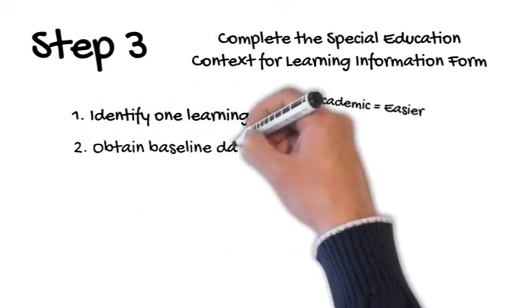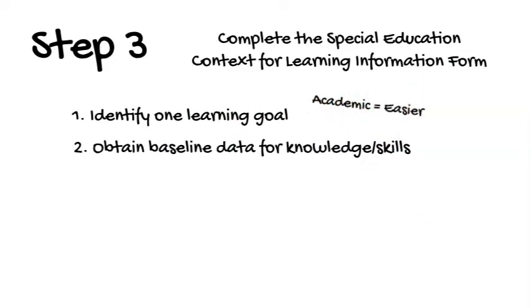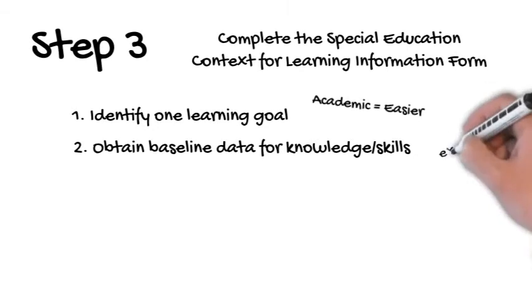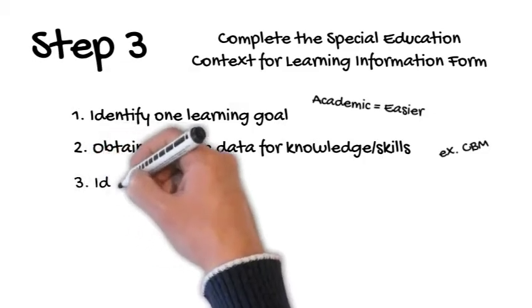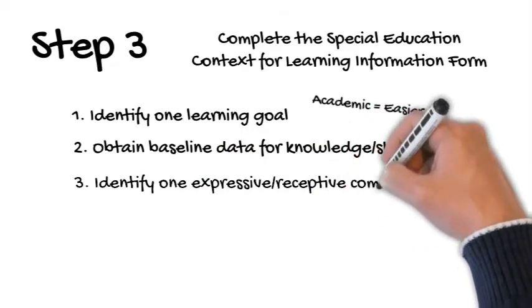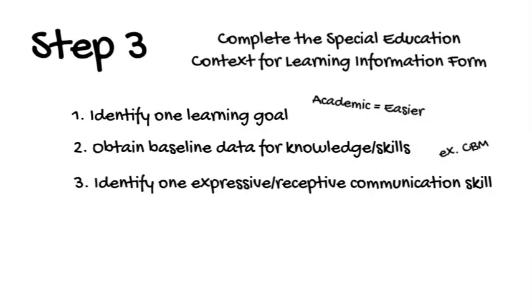2. Obtain baseline data for knowledge skills related to the learning goal. This will be used to design a 3 to 4 lesson learning segment. It can include CBMs, pre-tests, work samples, skills checklists, observation notes, information from teachers, skills on tests. 3. Identify one expressive or receptive communication skill related to the learning goal. Choose a communication skill that your focused learner will need to use to participate in learning tasks and/or demonstrate learning related to the learning goal. This can be new skills or one the learner is already working on.